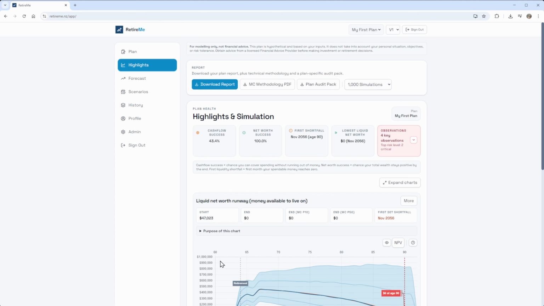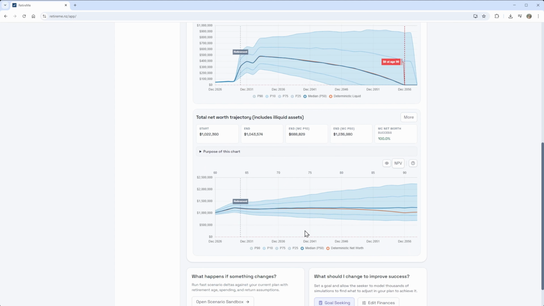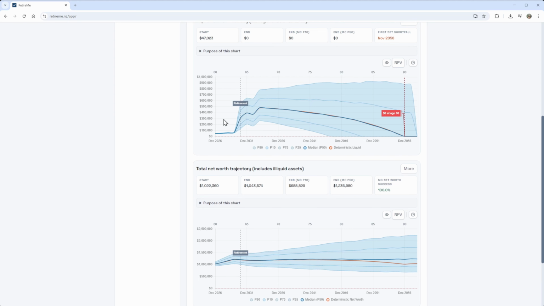When you open up the RetireMe app, you will see two primary charts. These are just two of many, but these are the primary Monte Carlo charts, and you'll see that they're shaded and they have various lines. The lines are a median probability at 50%, a deterministic line, which sometimes differs but sometimes is very close, and then P10, P25, P75, and P90, which are probability distributions on the outcomes of your model. So lower is worse and higher is better than the predicted central outcome, or median outcome.